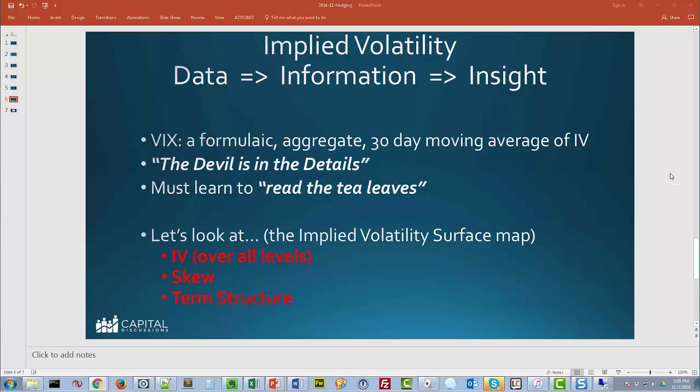The VIX is a formulaic. Well, it was a certainty a couple of weeks ago. Now it's dependent, but it was definitely a certainty 2 weeks ago. It's a formulaic, which means that the CBOE guys got together and they took some group of options near the money. Okay, they used some type of an aggregate formula to be able to pull in multiple data points, and it's a 30-day moving average of IV. That's what it is. It's a single point.